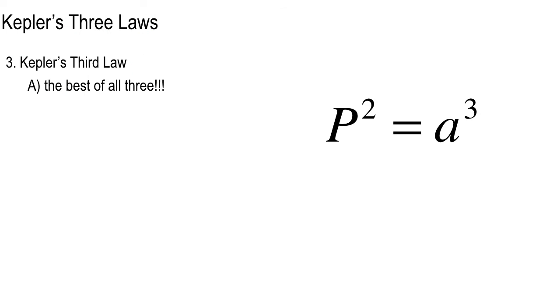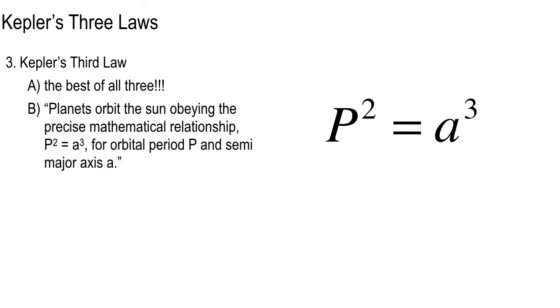No, this one's a simple one. The third law. This is the big one, the best of the three. It's fairly simple. The planets orbit the sun in elliptical paths, and the relationship between the orbital period, how long it takes to make one orbit, and the orbital size, the semi-major axis, is simply this: in the solar system, period squared equals semi-major axis to the third power. P squared equals a to the third. That is exactly what Kepler found, and it still holds.